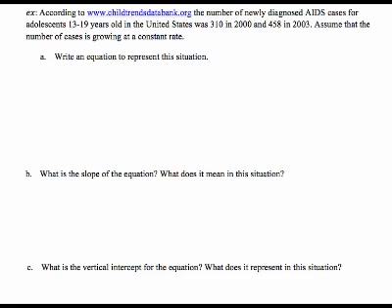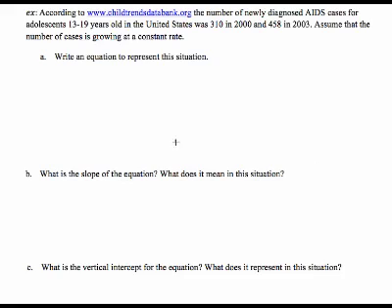So, according to this website, the number of newly diagnosed AIDS cases for adolescents 13 to 19 years old in the United States was 310 in 2000 and 458 in 2003. Assume that the number of cases is growing at a constant rate, and write an equation to represent this situation. If it's growing at a constant rate, that means we can use a linear equation to model the growth.